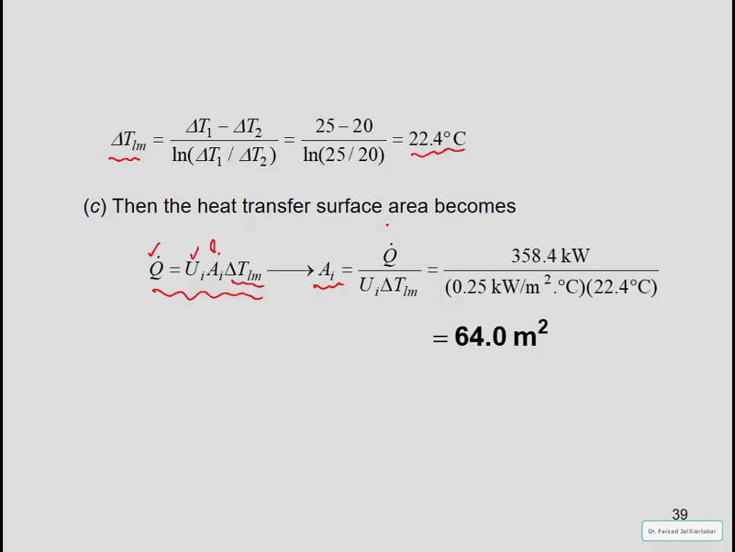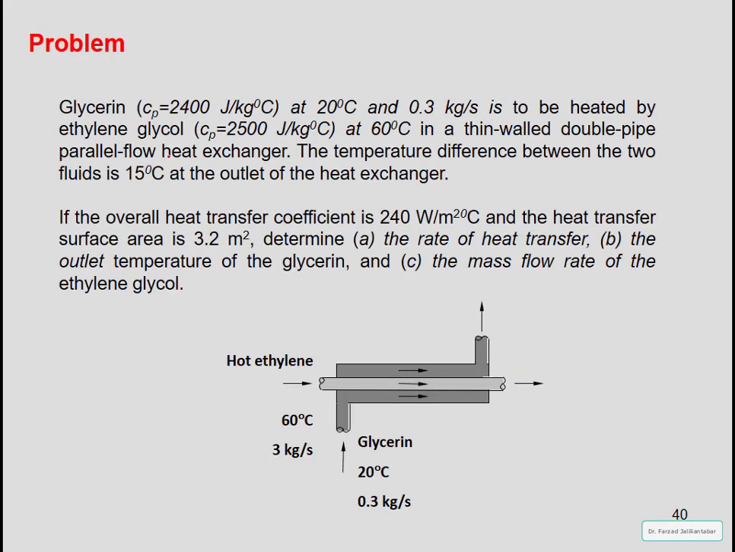And finally, as I said, we can just rearrange this equation to find AI, or this heat transfer surface area for the inner surface of the tube, which is equal to Q dot divided by UI delta TLM. Q dot we have calculated, UI is given in the question instruction, and delta TLM we have calculated here. By substitution and calculation, finally we get this 64 meter square for the AI as a heat transfer surface area for the inner surface of the inner tube actually.